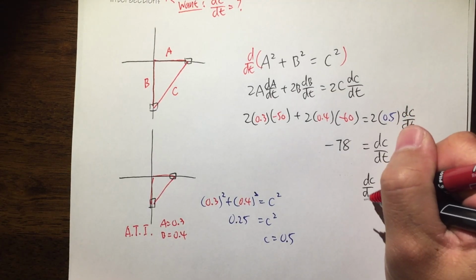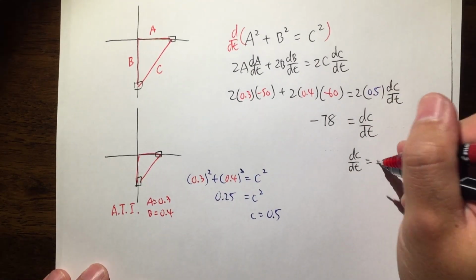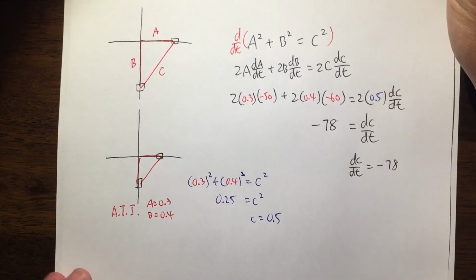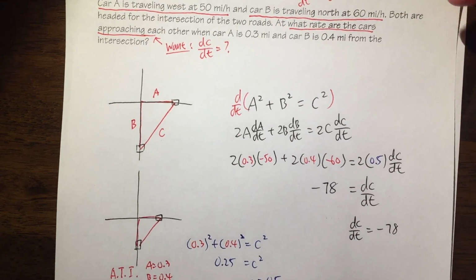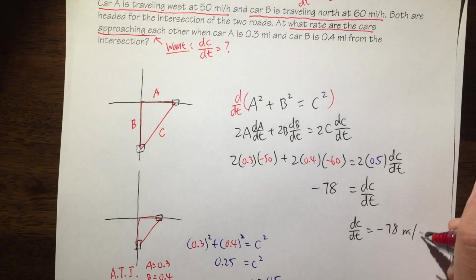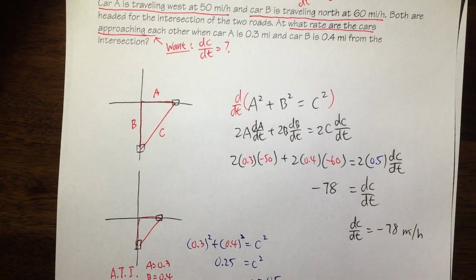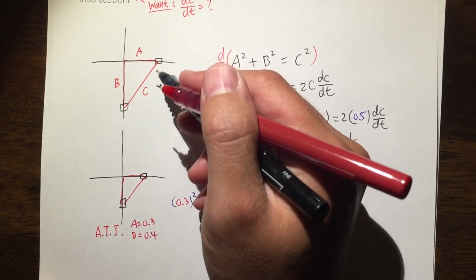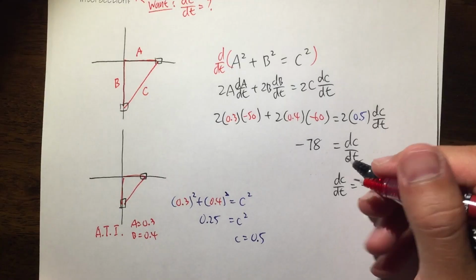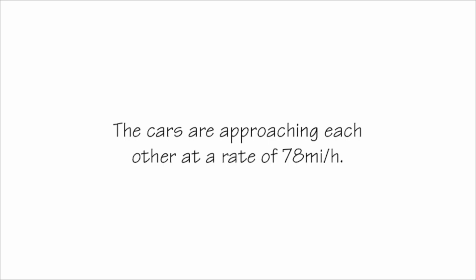You can say dC/dt is negative 78 and put on the units, which is miles per hour. I will just write this down right here. Miles per hour, like this. And you notice because the rate is negative, that means the distance is getting shorter and shorter. So you can also say the following: the cars are approaching at a rate of 78 miles per hour. And if you use the word approaching, you don't need to have the negative sign for the rate.